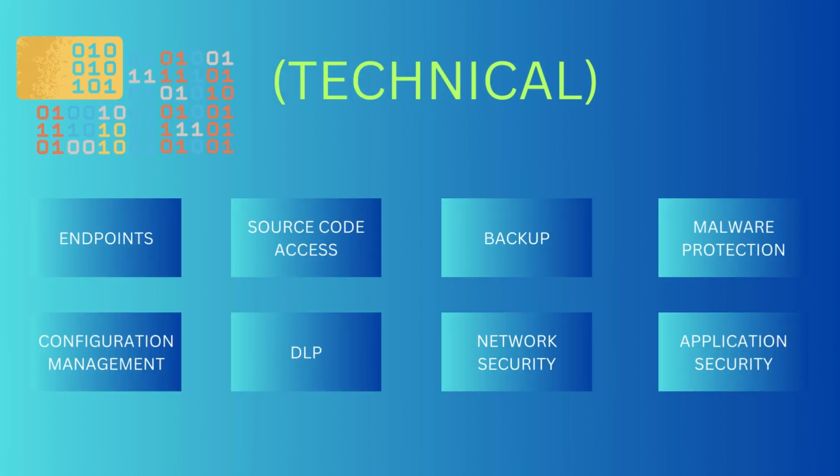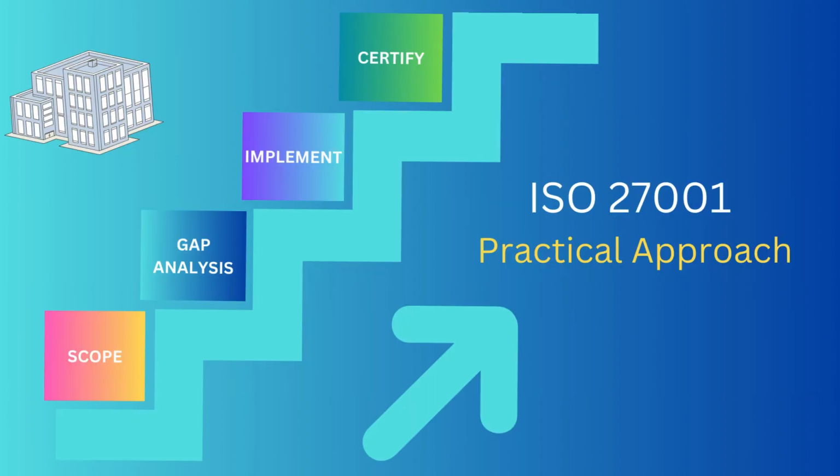Then you move on to the technical controls, which is also very important and the most interesting ones. You have endpoints, you have source code access, you have backup, you have malware, configuration management. It also covers the DLP or the data loss prevention, network security, application security, to name a few. So now that you have understood a bit of the controls and their sections and you have a fair idea, now let us proceed to know the practical approach to the ISO 27001.